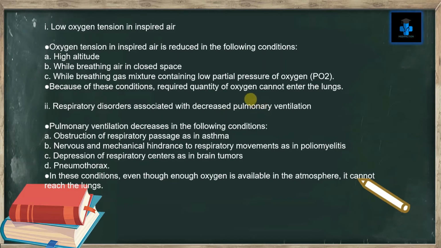Number 2. Respiratory disorders associated with decreased pulmonary ventilation. Pulmonary ventilation decreases in the following conditions: A. Obstruction of respiratory passage as in asthma. B. Nervous and mechanical hindrance to respiratory movements as in poliomyelitis. C. Depression of respiratory centers as in brain tumors. D. Pneumothorax. In these conditions, even though enough oxygen is available in the atmosphere, it cannot reach the lungs.